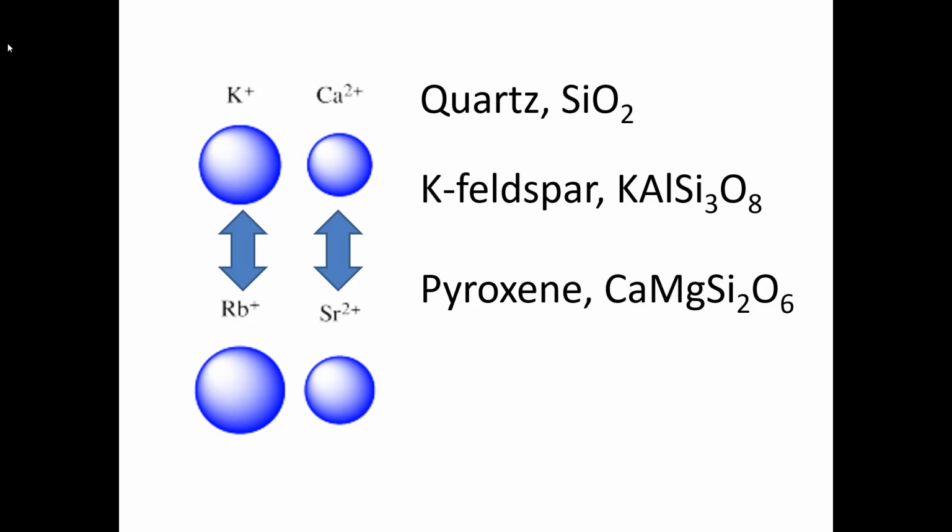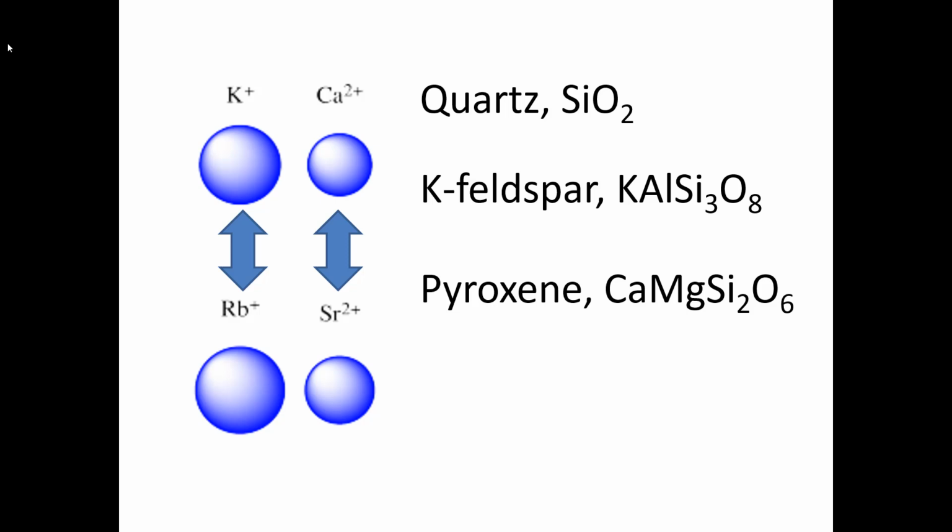Rubidium with a +1 valence charge is actually pretty similar in size. It's a little bit bigger, but not too much bigger than potassium, which also has a +1 valence charge. So it turns out that any kind of mineral that can readily accept potassium, like K-spar, will have no problem accepting a small amount of rubidium substituting for potassium. So that kind of substitution of rubidium for potassium is easy.